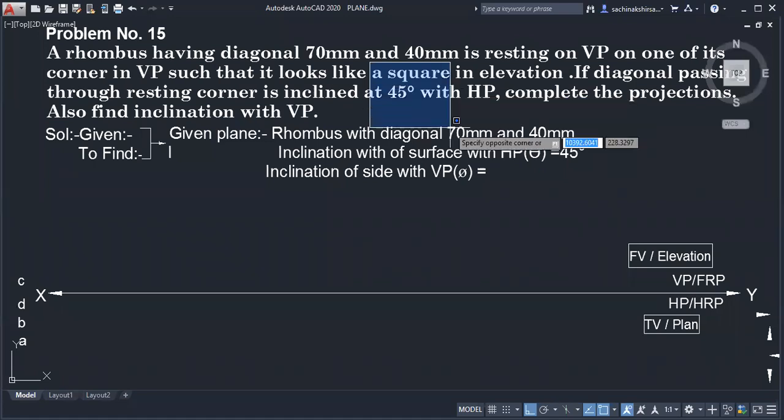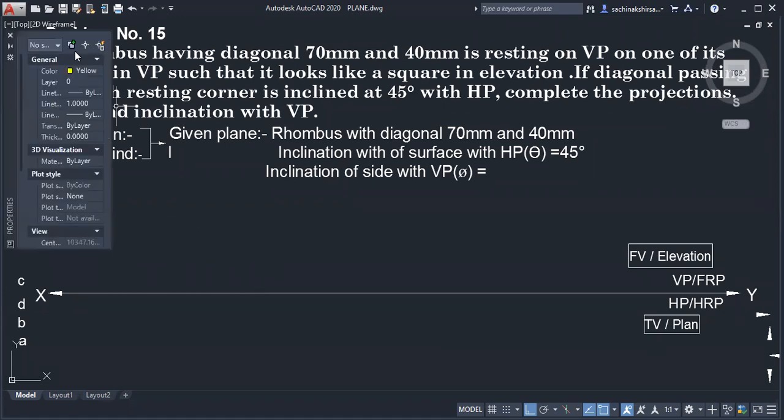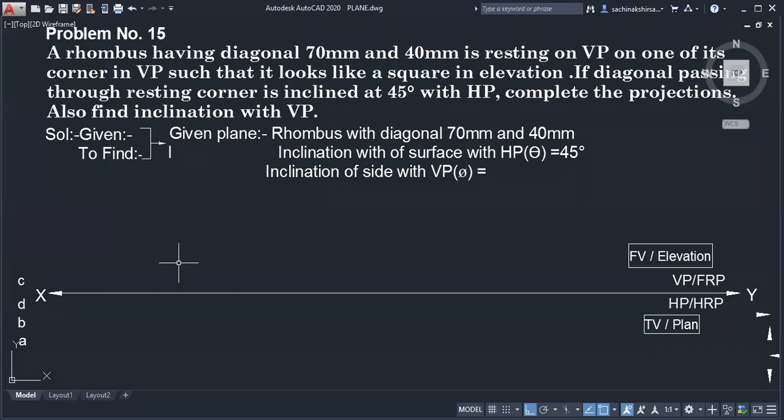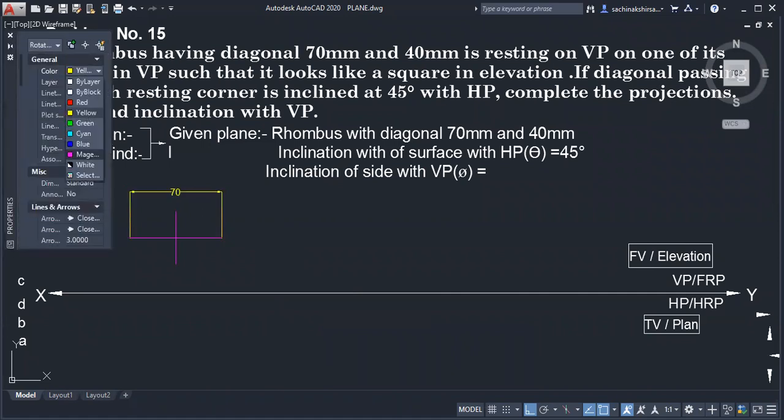So we start with the true shape. How to draw the rhombus now in front view or elevation? First we have to draw the diagonals, perpendicular to each other. Here I will draw a 70 mm line, this is my 70 mm line. Perpendicular to this, what am I going to draw? Horizontal line 70 mm, and the vertical 40 mm.